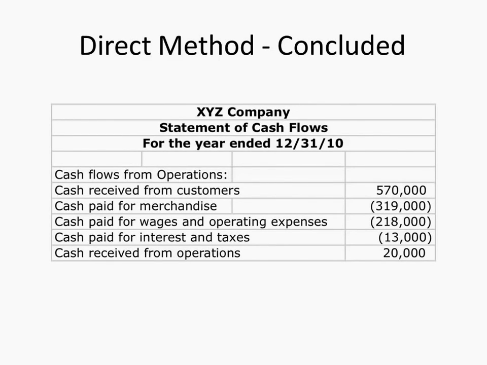Now we have cash received from customers. We agreed on how we arrived at that. That made sense. We got cash paid for merchandise. We agreed on how to arrive at that. What three accounts are in this one? Cost of goods sold, accounts payable, and inventory. So if I start with cost of goods sold, what do I do with an increase in inventory? Add it. What do I do with an increase in accounts payable? Subtract it, because that means I didn't pay.